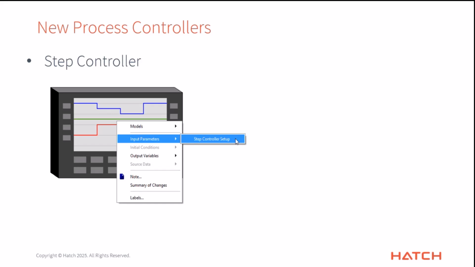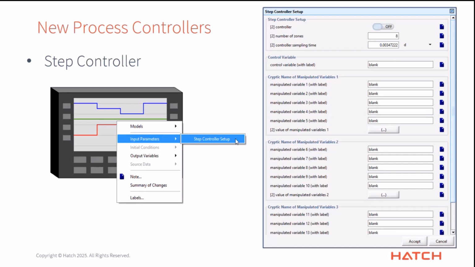All of this is done through a single input parameters menu, our step controller setup, where it looks like this. And the key features are a toggle to turn the controller on and off, the ability to specify how many distinct zones you want in your step controller. You can specify your controller sampling time, where this is how frequently the controller stops, takes a look at what the value of your control variable is, and then assigns or updates manipulated variable values if appropriate, if your control variable is in a different zone, for example. You can specify what your control variable is, where that's done with the entire cryptic tag, and then you can specify your manipulated variables using the entire cryptic tag.